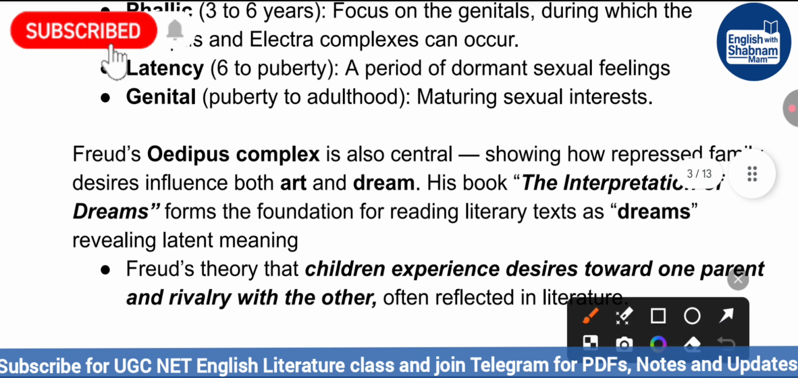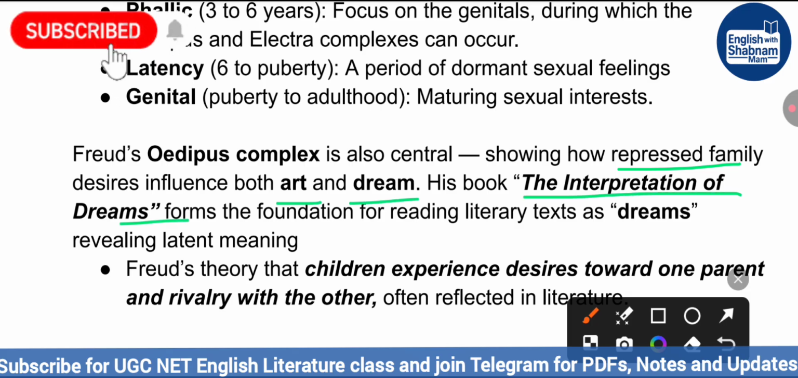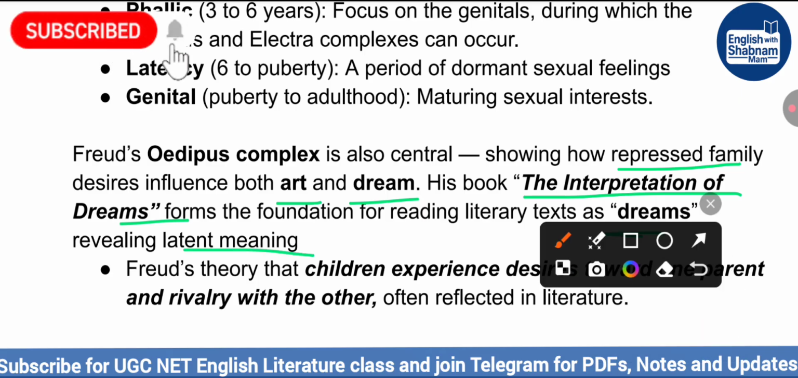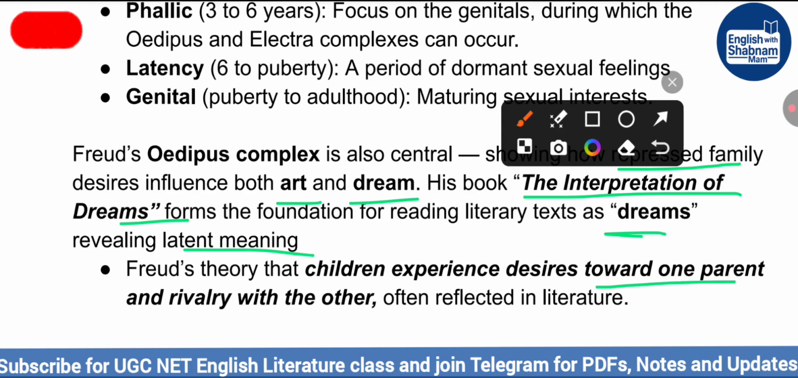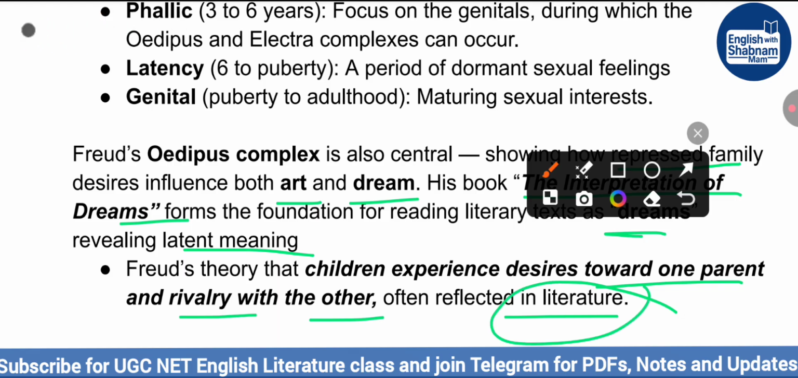So here in Freud's Oedipus complex, according to Freud, it is central, showing how repressed family desire influences both art and dream. His book The Interpretation of Dreams forms the foundation for reading literary texts as dreams revealing latent meaning. Freud's theory is that children experience desire toward one parent and rivalry with the other, often reflected in literature. In literature, I just gave you the example of Sophocles' work Oedipus Rex.